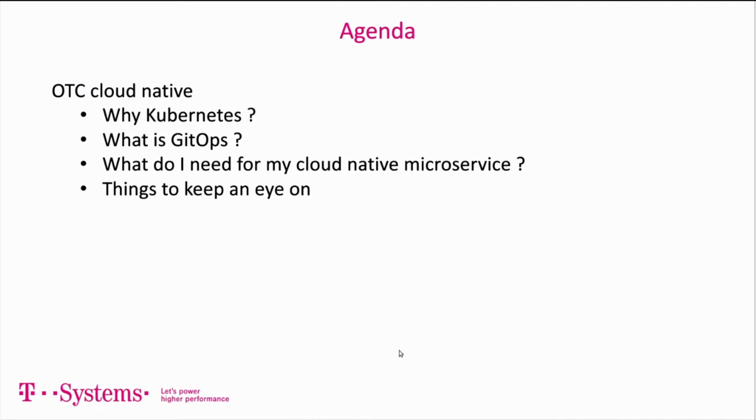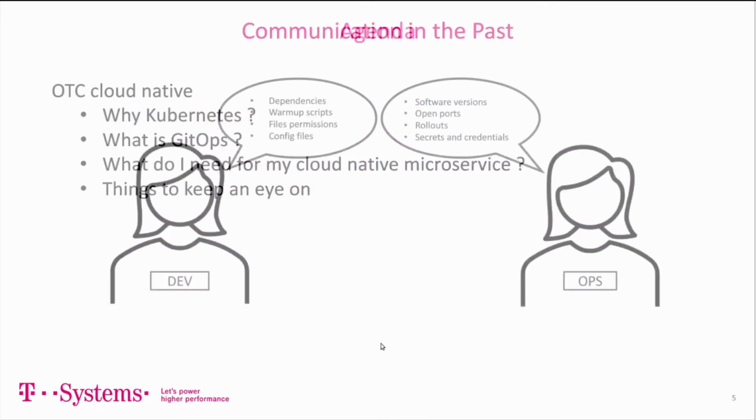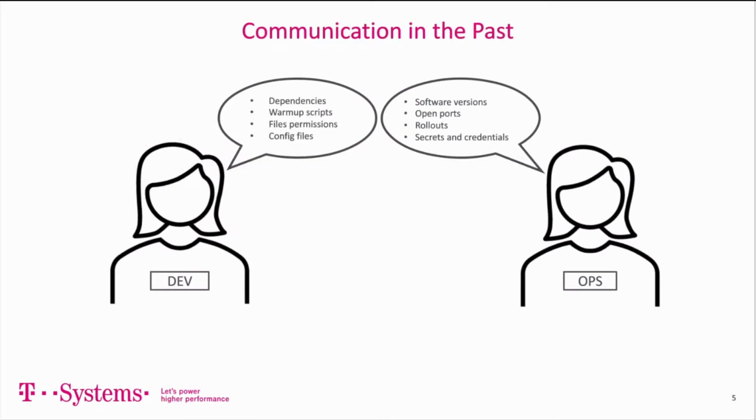So the main topic today is, why Kubernetes, why this hype about Kubernetes, and what is GitOps, and these both topics Alex will do with you. And the last two are, what do I need for my cloud native microservices? There we go through all the stack, what we need for our cloud native microservice. And also things to keep an eye on. So what kinds of technologies are currently hyped, and what kind of problems do they solve? And with that, I will give over to Alex. He will now share his slides, and we'll begin with Kubernetes.